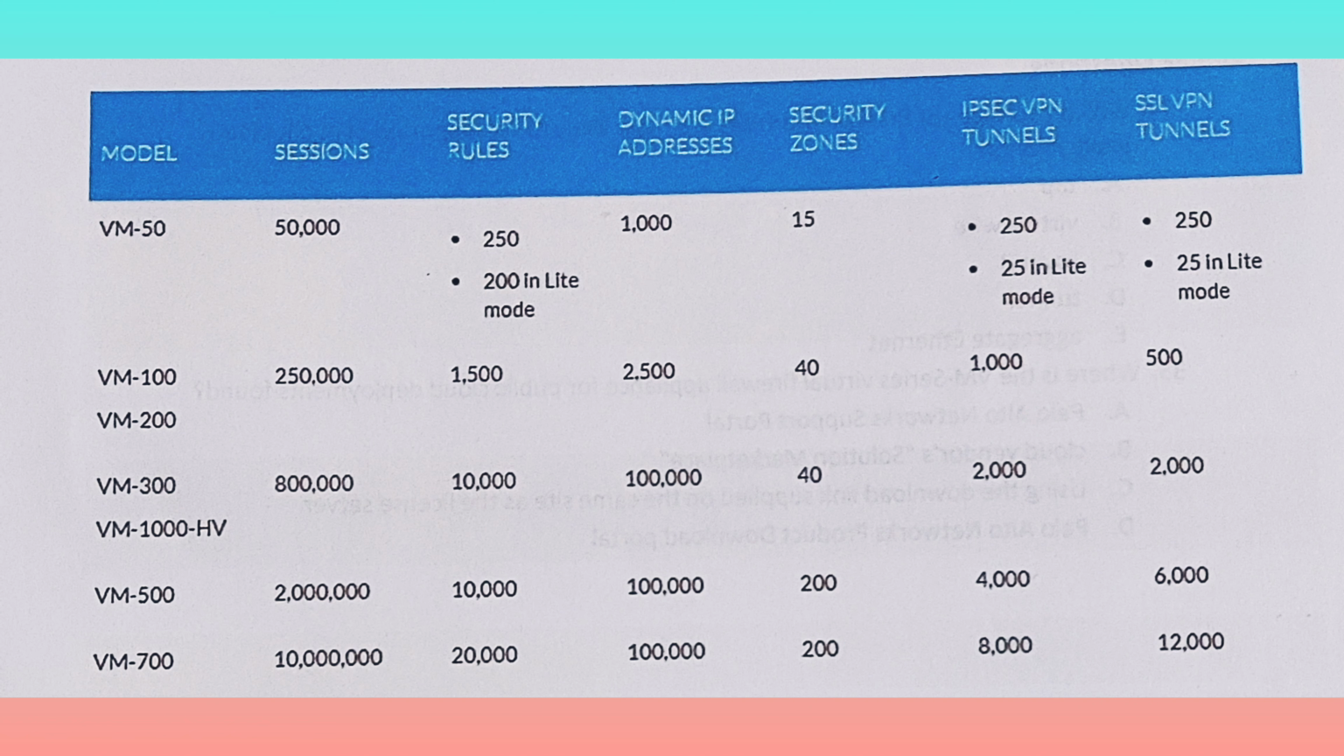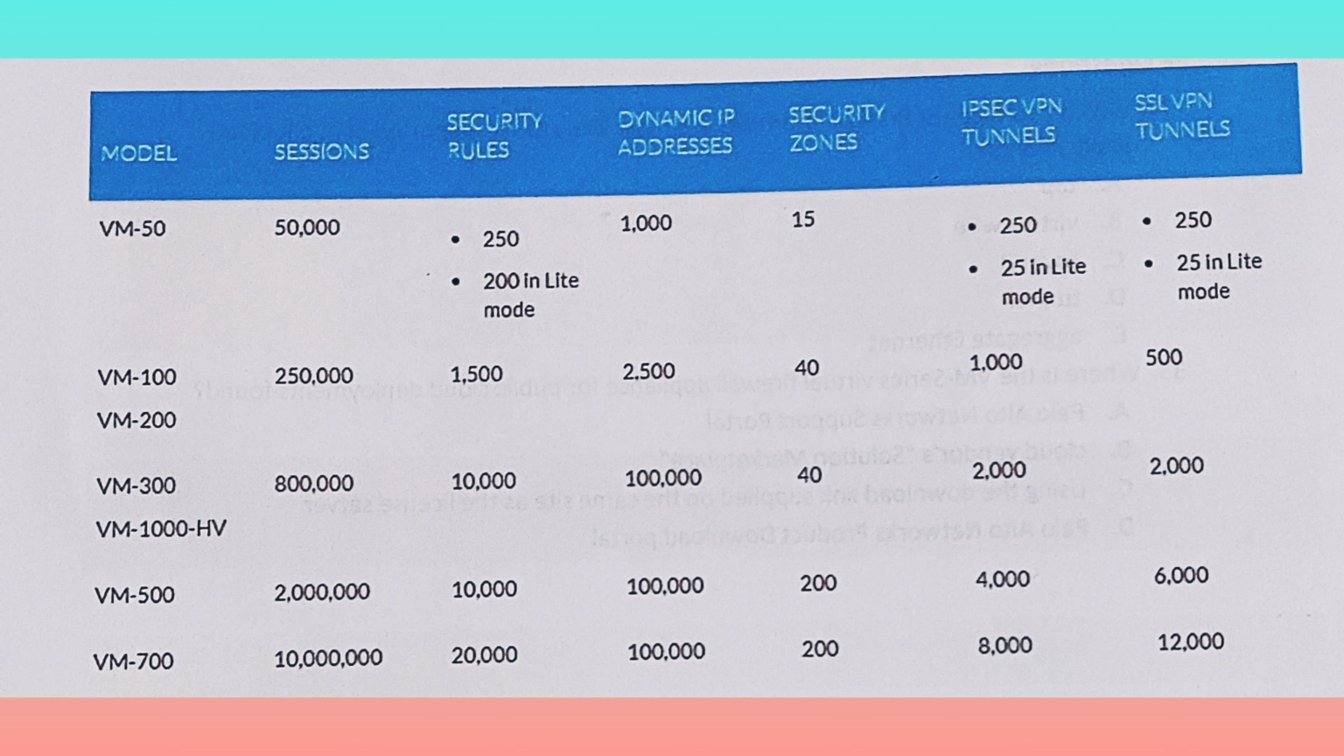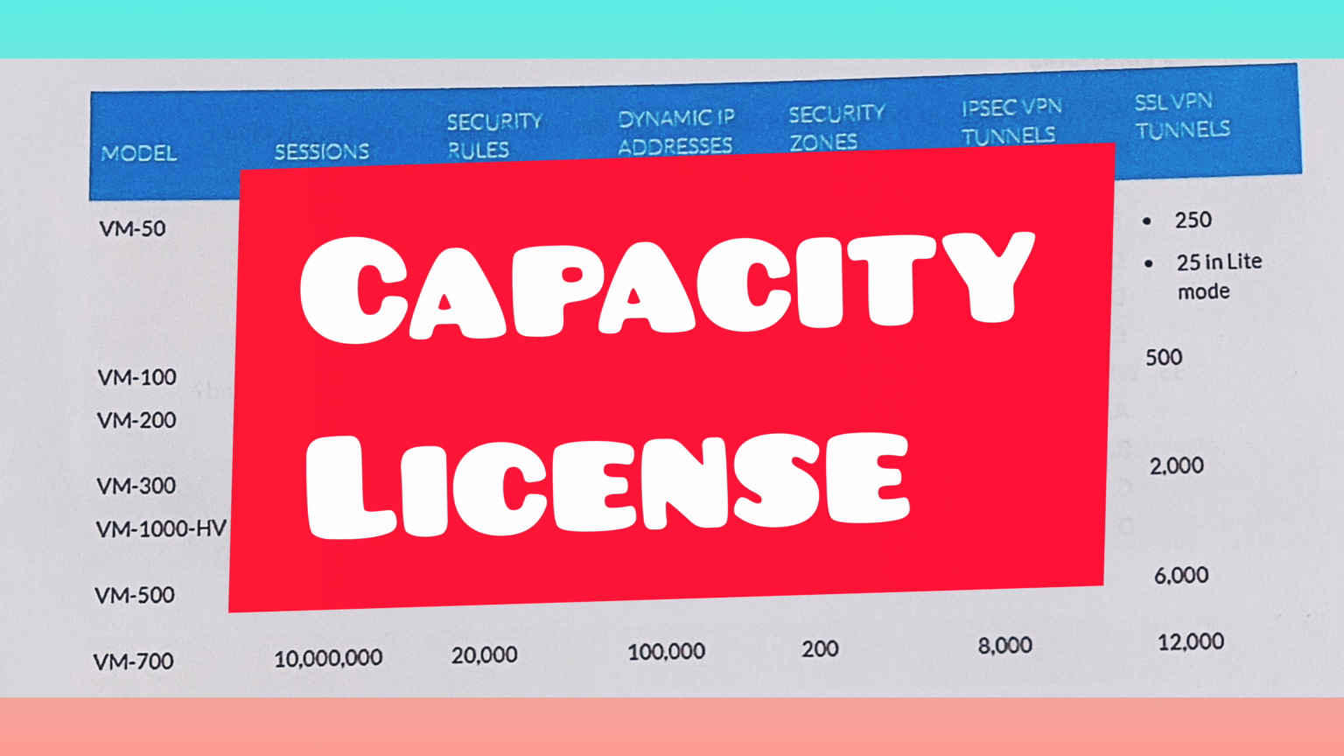On VMware NSX, only the VM-100, VM-200, VM-300, VM-500, and VM-1000-HV firewalls are supported. The software package, an .xva, .ova, or .vhdx file that is used to deploy the VM-Series firewall, is common across all the models. All VM-Series firewalls require a capacity license to enable full firewall functionality.